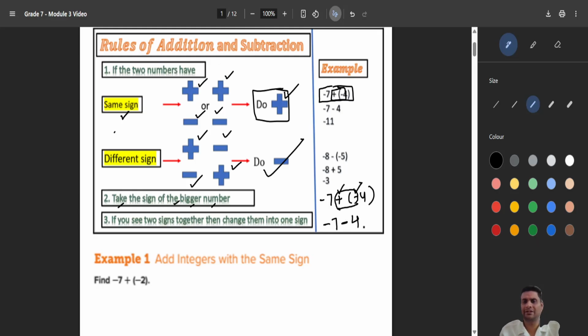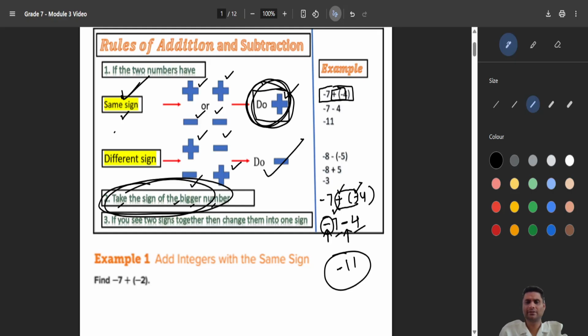Now we can do the calculation. Check the 7 and 4. Do they have the same sign or different sign? Now they have the same sign. Minus here also, minus here also. If I have the same sign, what will I do? I will do plus. So 7 plus 4, 11. Now my answer takes the sign of the bigger number, yes? So the bigger number is 7, it has minus, so my answer will become minus. Khalas.